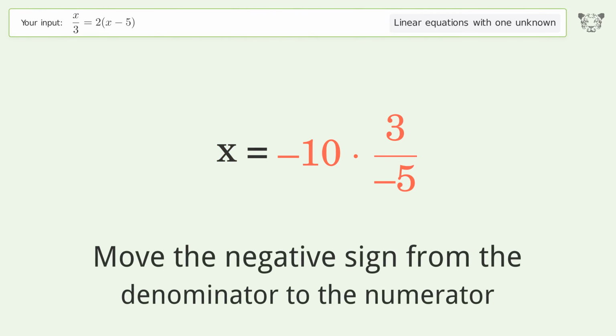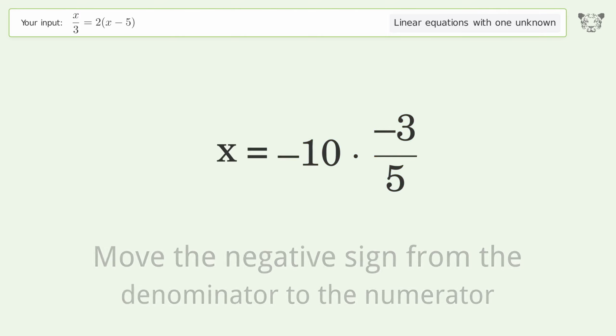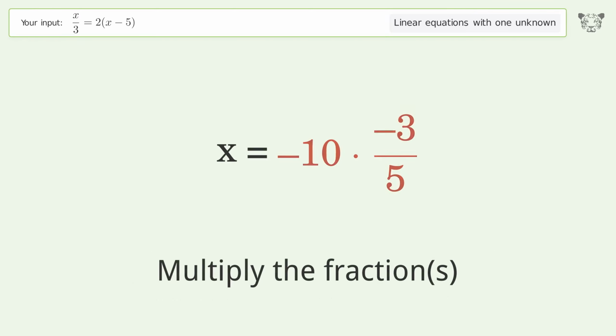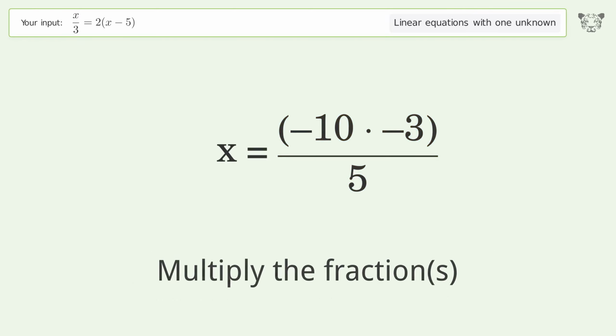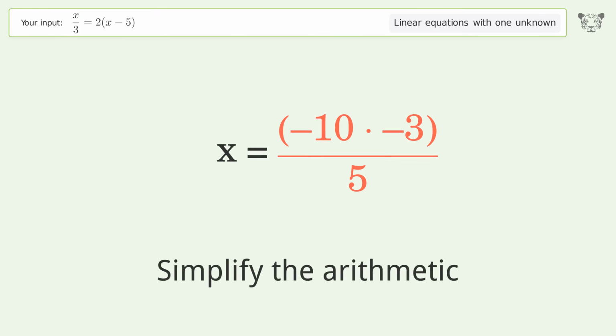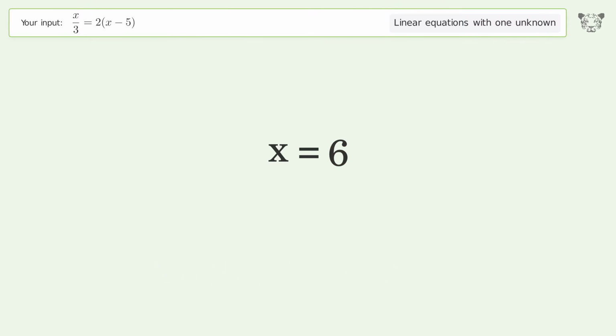Move the negative sign from the denominator to the numerator. Multiply the fractions. Simplify the arithmetic. And so the final result is x equals 6.